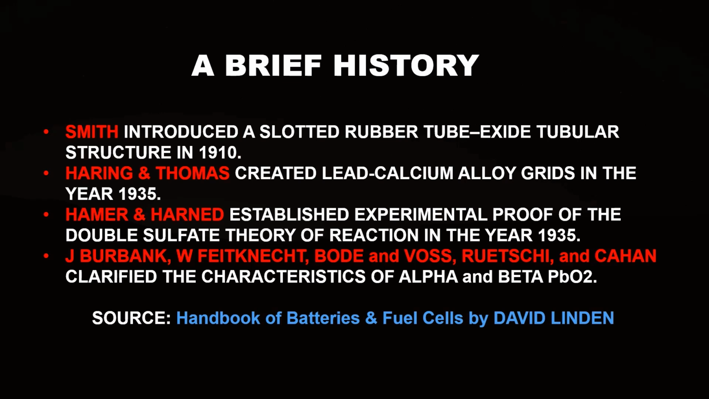In 1935, Hammer and Harned established experimental proof of the double sulfate theory of reaction. And in the subsequent years, a lot of people worked on the active material of the plates and clarified the characteristics of alpha and beta PbO2. I must mention here that the source of all this historical data is the Handbook of Batteries and Fuel Cells, a widely referred to, well-authored book thanks to David Linden.